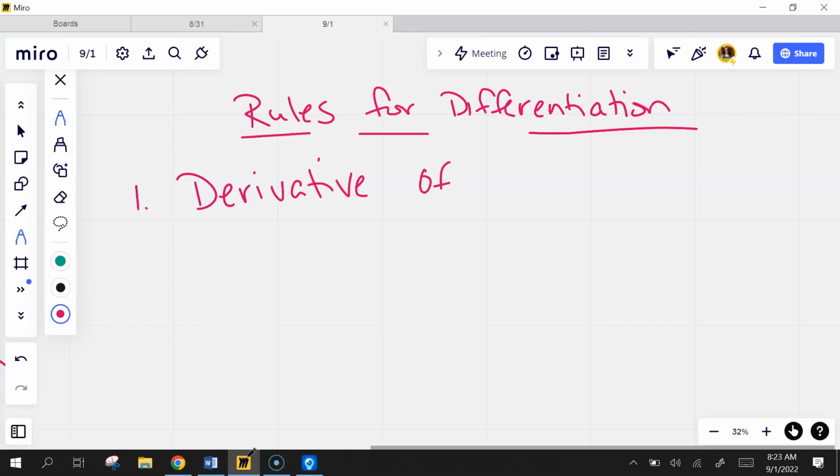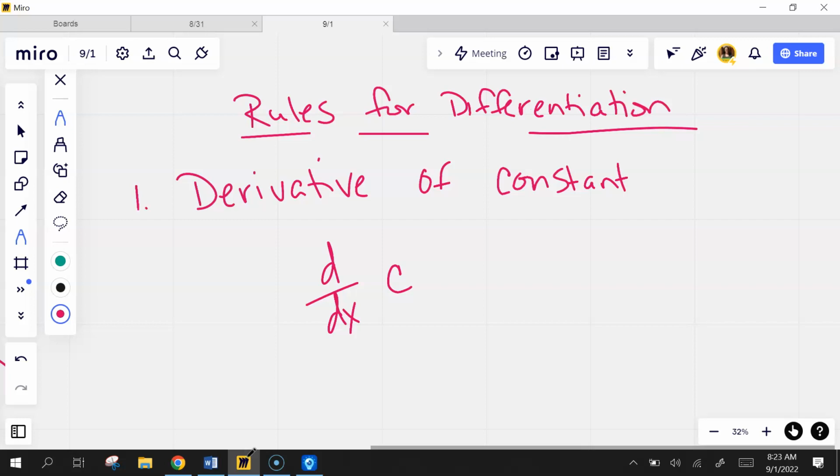Derivative of a constant. If you think about this one graphically, it makes sense. If I do the derivative of some constant value, I'll call it C, what do you think that derivative would be? Remembering that derivative is just the slope of a tangent line.